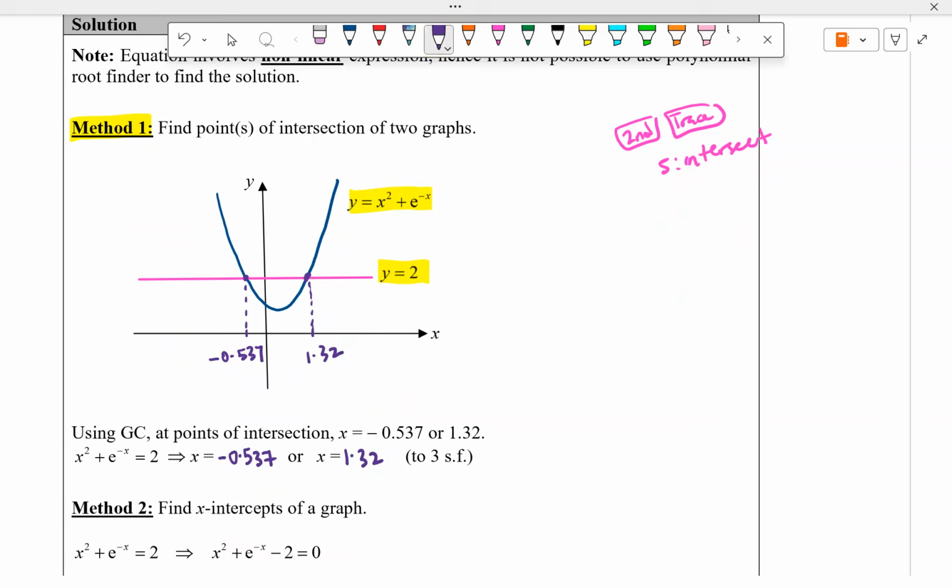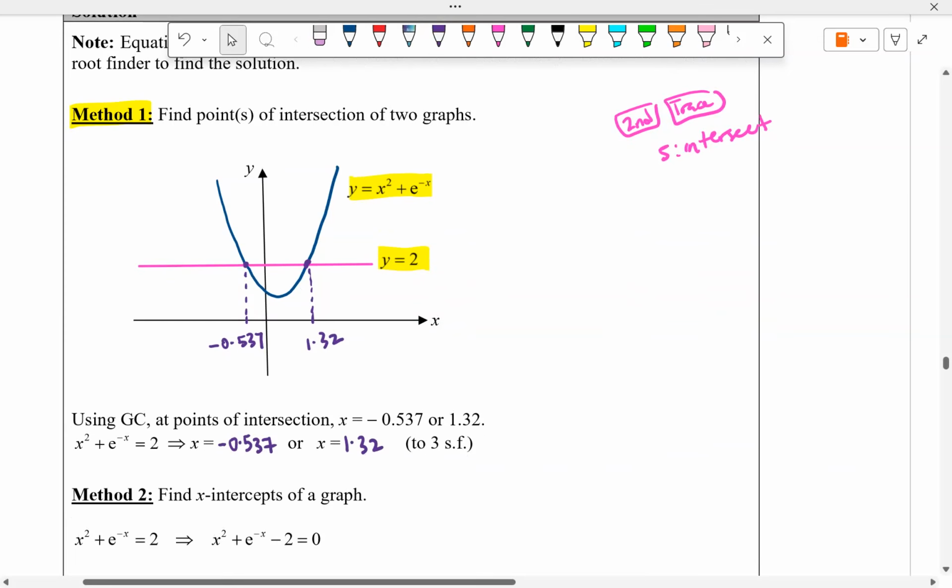Okay, so when you're using a graph to solve an equation, you need to draw a simple sketch of the graph as part of your working. So just draw in the graph and then tell the examiner, using GC, my roots to the equation are x equals negative 0.537 or x equals 1.32.